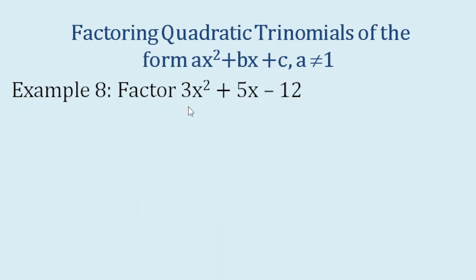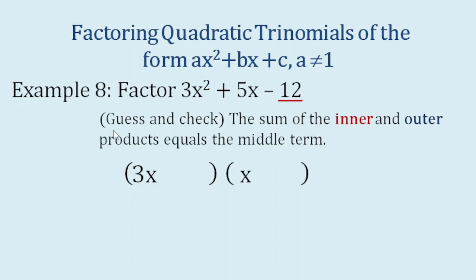Example number 8. Factor 3x squared plus 5x minus 12. First, we are going to factor the first term, 3x squared. So, factors of 3x squared are 3x and x. Then factor the last term, negative 12. But here again, we will use the guess and check method. First, we are going to guess the factors of negative 12. So, let's guess positive 2 and negative 6.